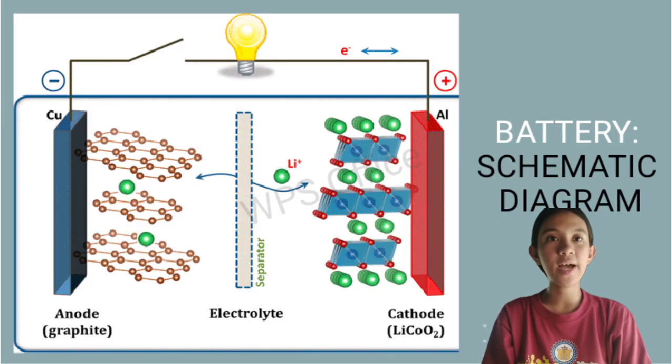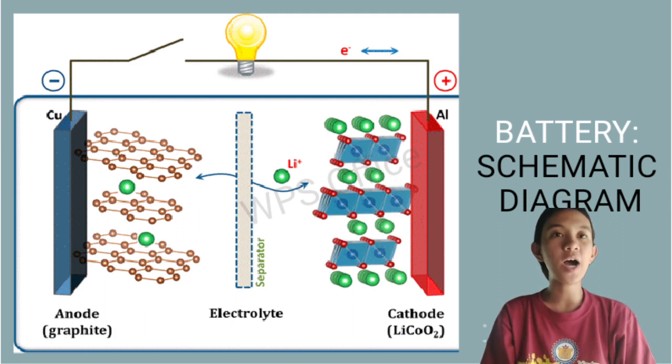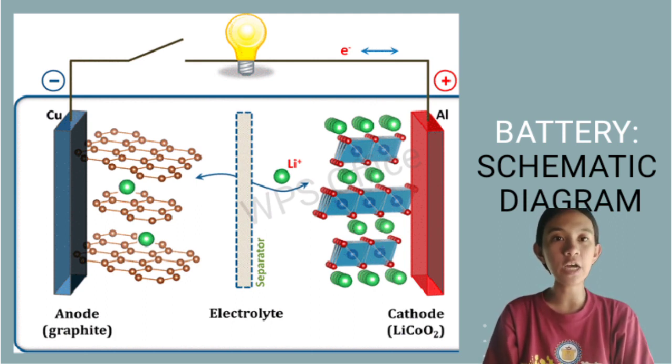Battery schematic diagram. Sa may right part ng schematic diagram niya, andito yung cathode, tapos nagko-contain siya ng mga positive elements. Then sa may left part, doon naman matatagpuan yung anode, then nagko-contain naman siya ng negative.